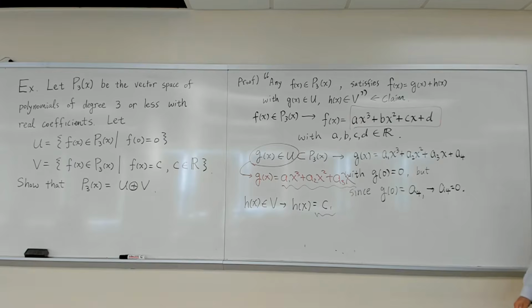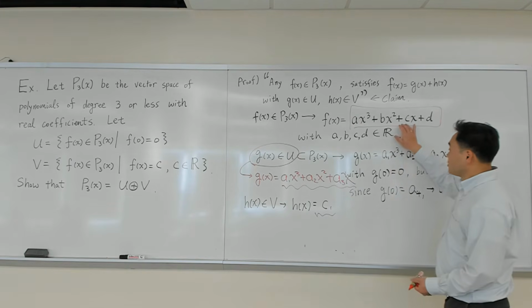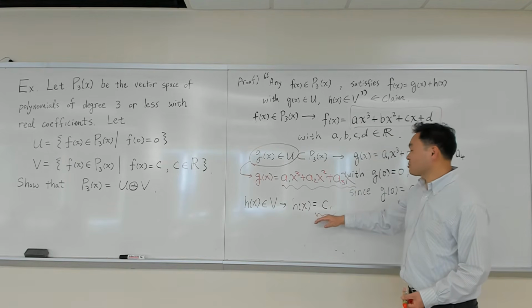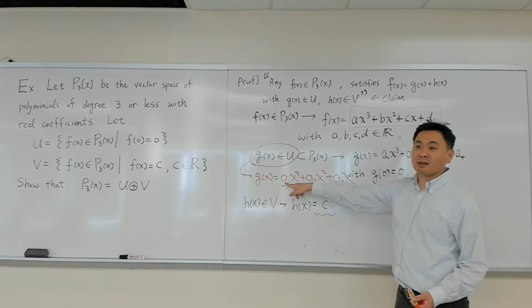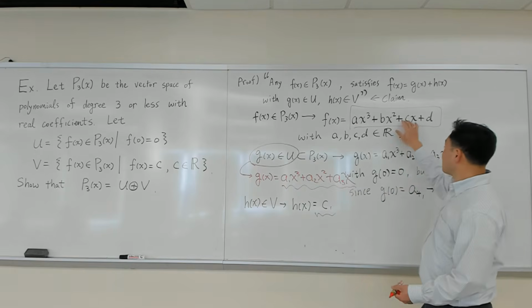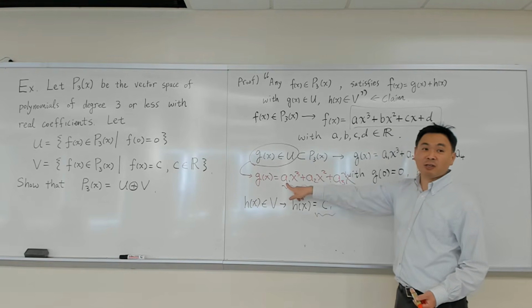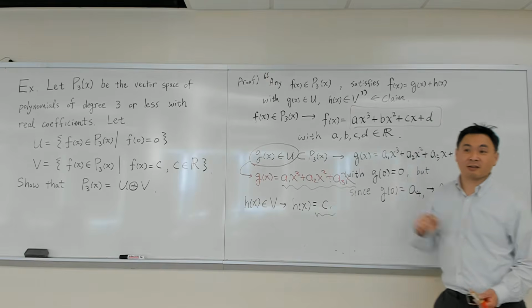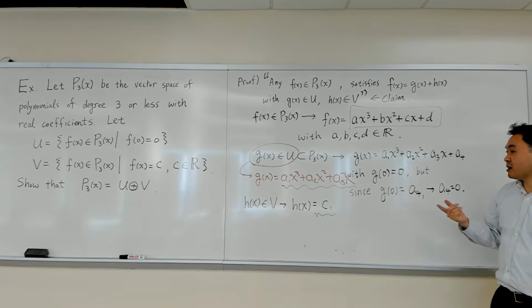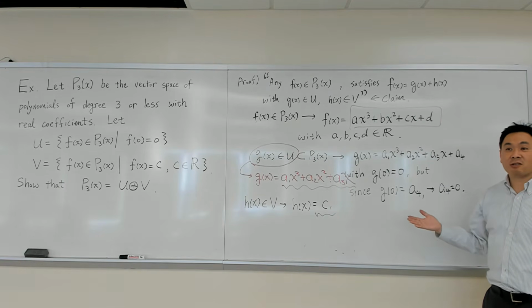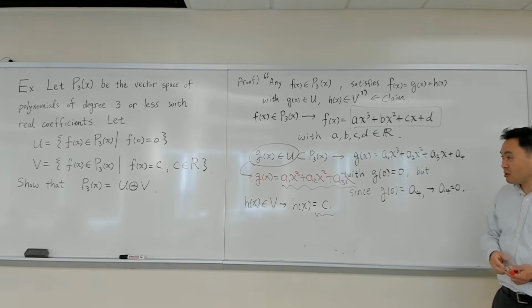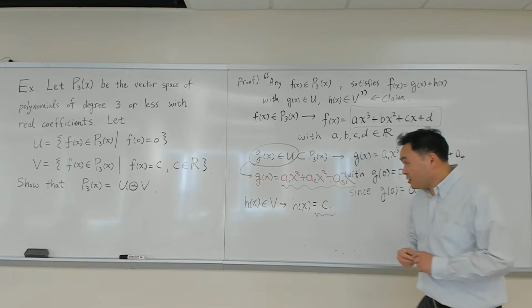Oh wow, that just seems obvious, right? How do you make this equal to something that looks like this plus something that looks like this? To do that, for this to be this plus this, A1 must be A, and A2 must be B, A3 must be C, C1 must be D. That's all, right?